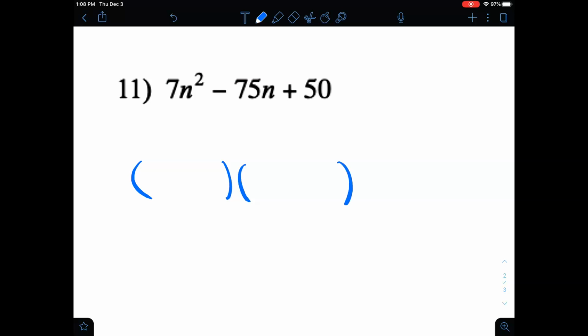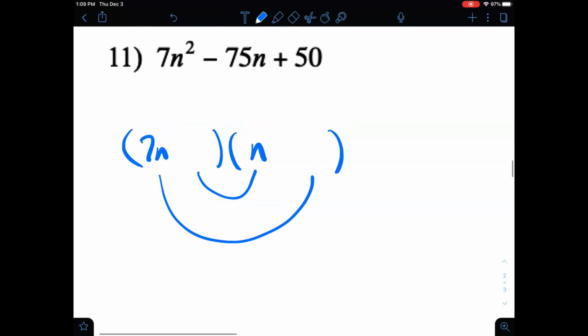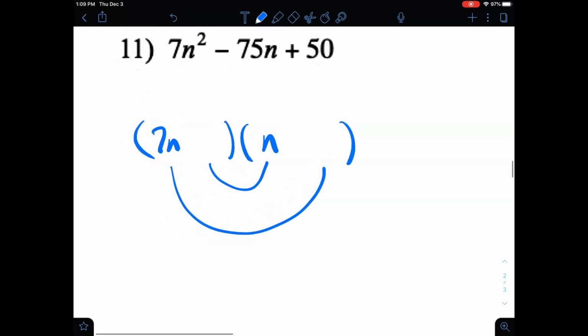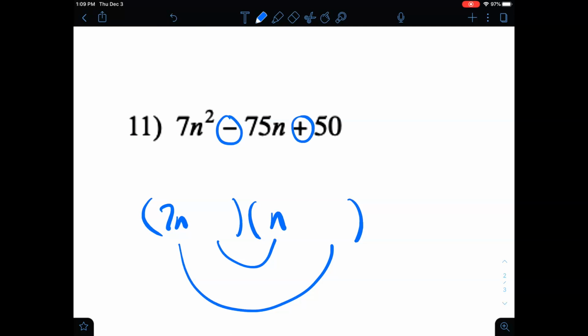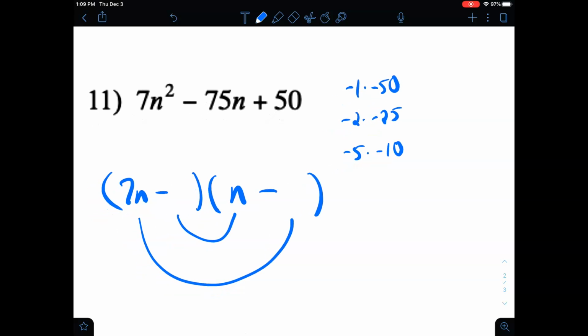What are the factors of 7n squared? Well, that's going to be 7n times n. And then we need to go ahead and do our guess and check here. For this one, we have a negative and we have a positive here. The only way to get a negative with a positive is that these are both negative, which is nice, because now all we need to do is guess the last numbers. So we need factors of 50. So we have negative 1 times negative 50, negative 2 times negative 25, negative 5 times negative 10, and I think that was everything. So which one should we try to end up with 75 in the middle there?